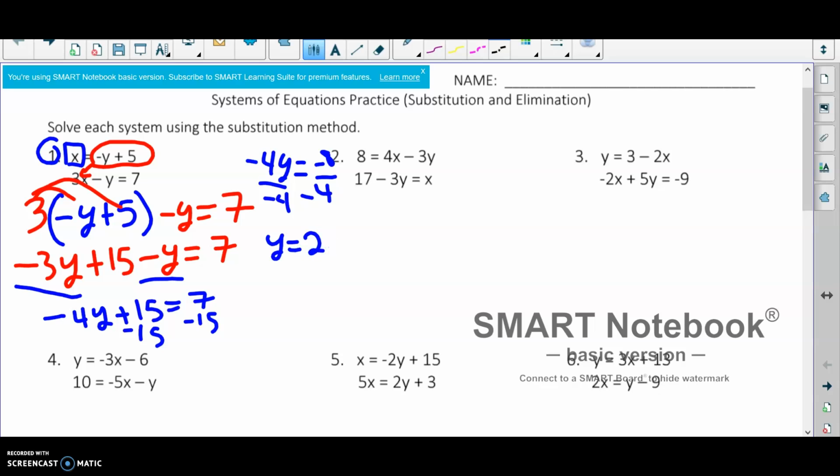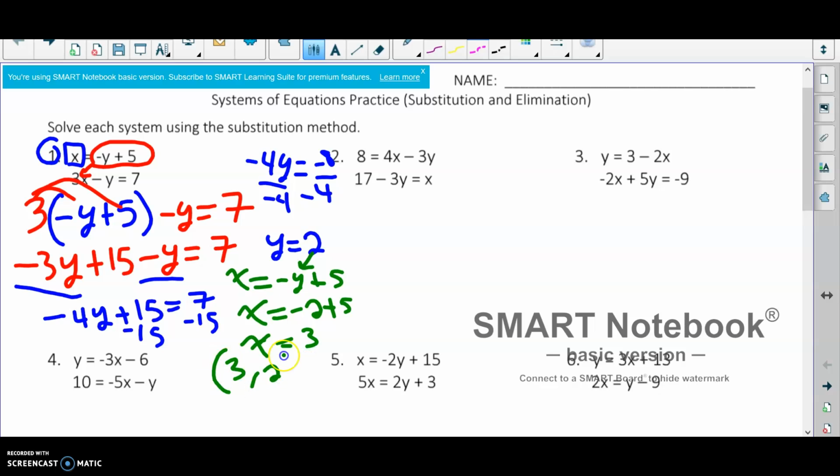Now remember, we're not done. Now I gotta take my y equals 2, and we gotta put it back into one of our problems. So I'm looking at this one. That top one looks way easier to me. X equals negative y plus 5. So now anywhere there's a y, we're gonna put in a 2. So x equals negative 2 plus 5. So then x equals 3. So then my answer would be 3, comma 2. And that's how we do substitution.